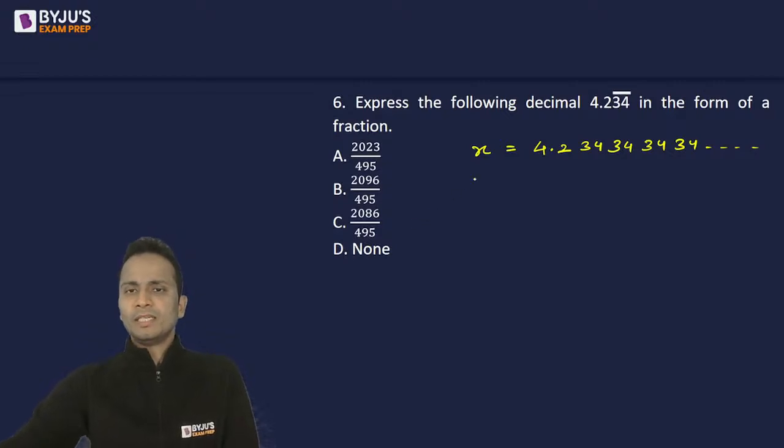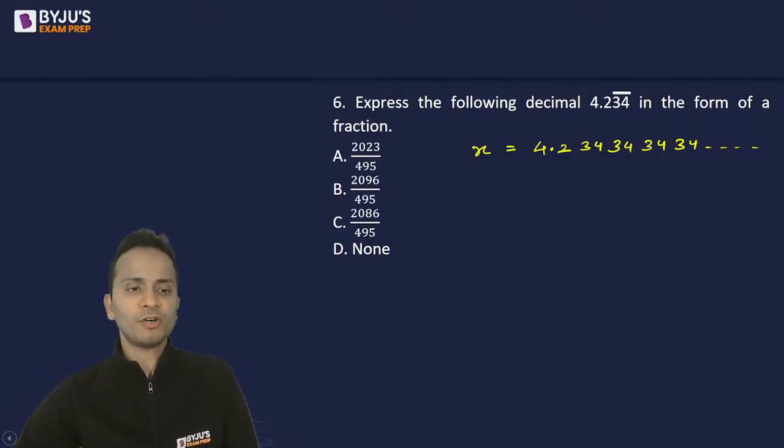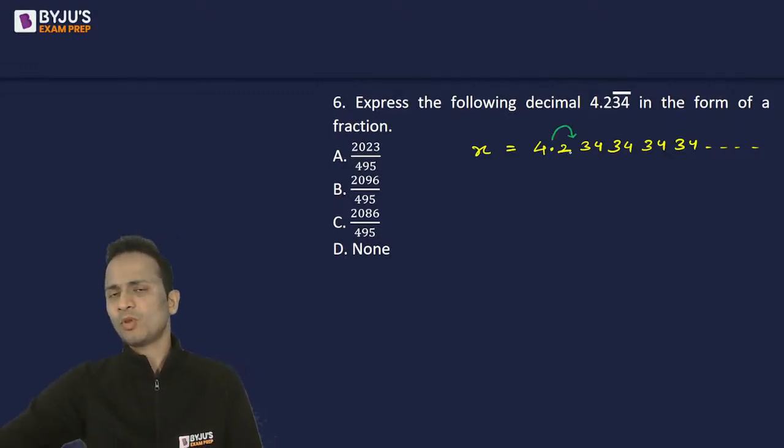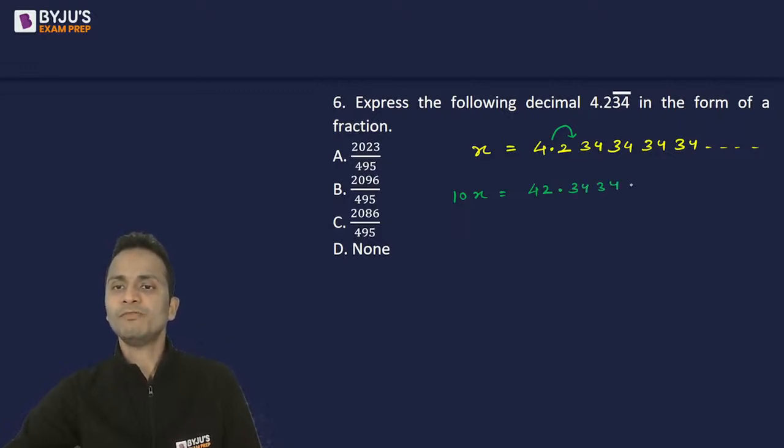Okay. Now these are the steps that are required to convert this number into its fractional form. Now, first of all, shift the decimal one place to the right hand side. Why are we doing that? Because repetition is starting from 3 4 3 4 3 4. So I will take the decimal to the place from where the repetition is starting. So I'll have to multiply it by 10. So I'll get 42.343434 and so on. Now the repetition is for 3 and 4.